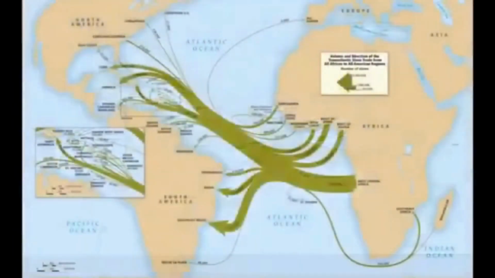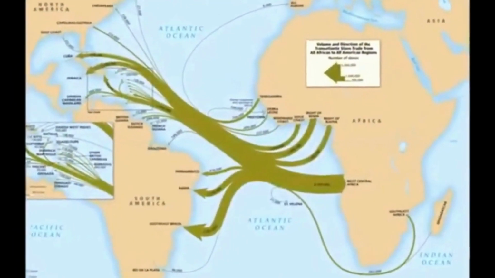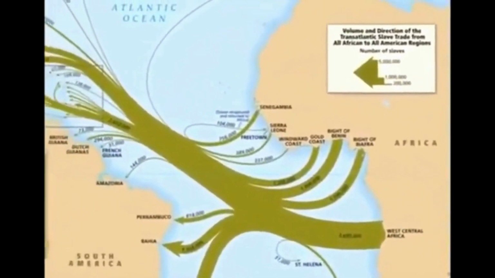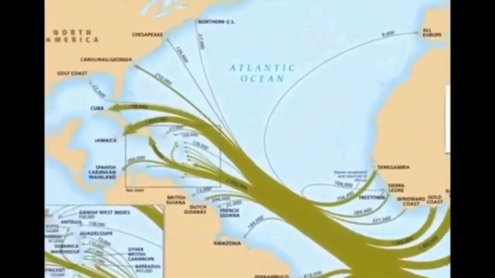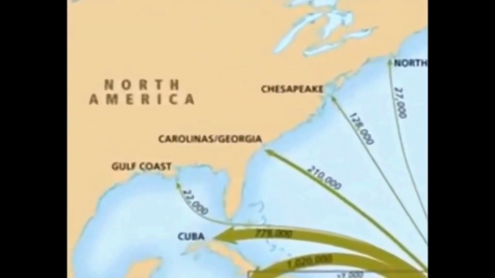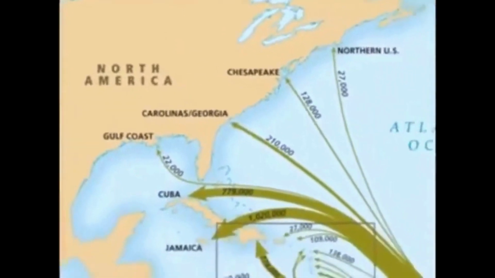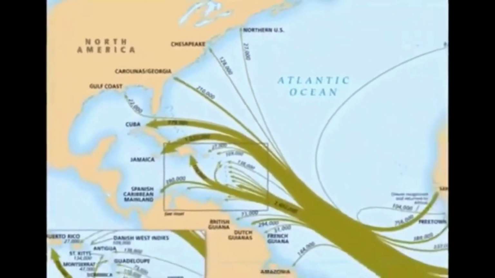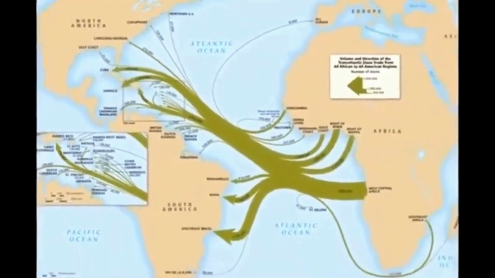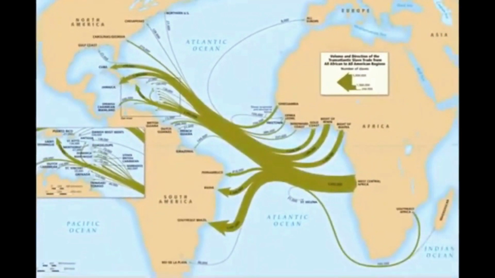Now notice where these lines are ending up. A very large number went down here to South America, but look at the lines up here where the United States is. The lines are very, very thin. And they're thin because there were not that many Africans that were brought directly to the United States. There weren't that many at all.